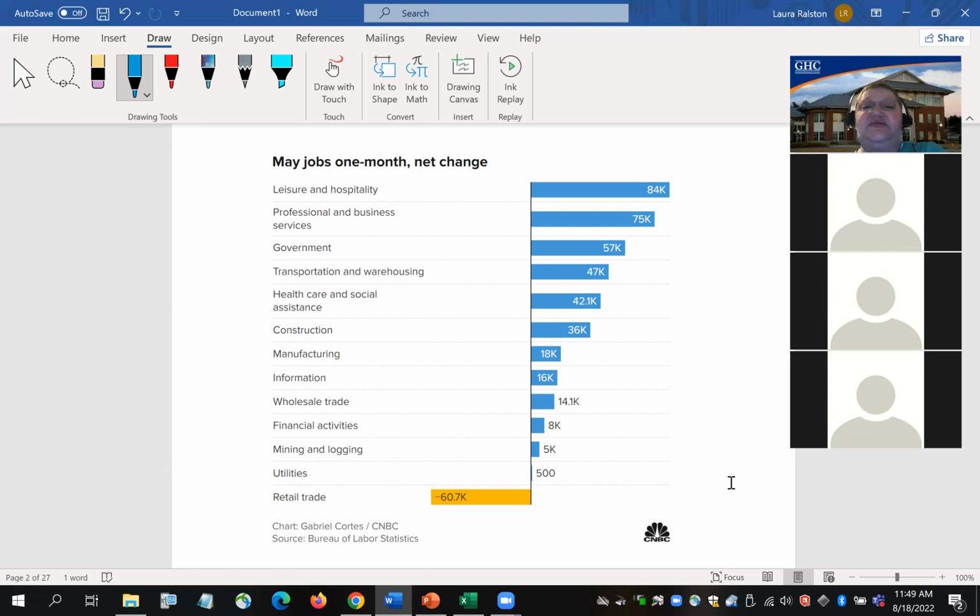Catrice, I'm going to start with you this time. What do you observe? I think just right off the bat, noticing that retail trade is in the negatives, 60.7K. That's weird. And I guess it's almost uncomforting to see that they're in the negatives that far. Mm-hmm. That's basically saying that there was a loss of about 61,000 jobs in retail trade.